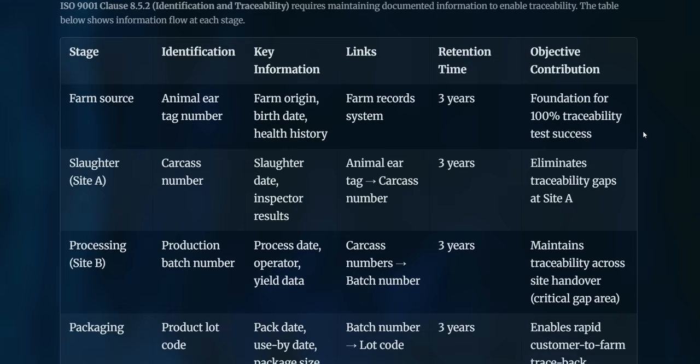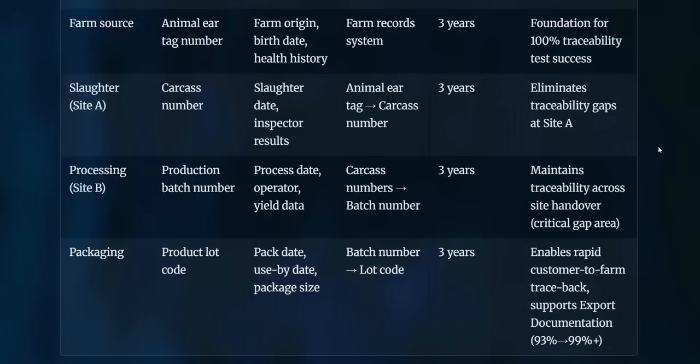The other stage is tracking. Here, the identification required is the product lot code. The key information that must be included in the product lot code: pack date, use-by date, and packaging size. The linkage that must exist here is that the batch number must be linked to the lot code. The retention of this information is 3 years. The objective contribution of this is that it will enable rapid customer-to-farm traceback and also support export documentation, which we are raising to 99% accuracy.